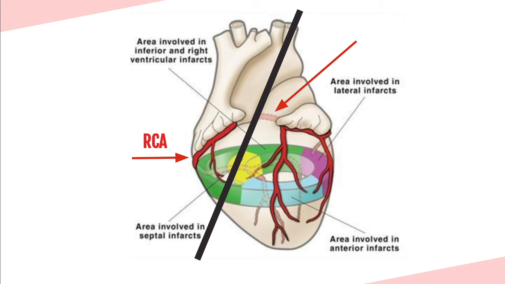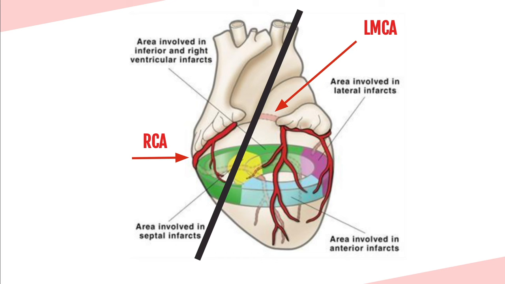All right, let's try another one. Which artery is this one? Let's make it super simple. What side of the heart is it on? It is on the left side of the heart. So this is going to be our left main coronary artery, or our LMCA.